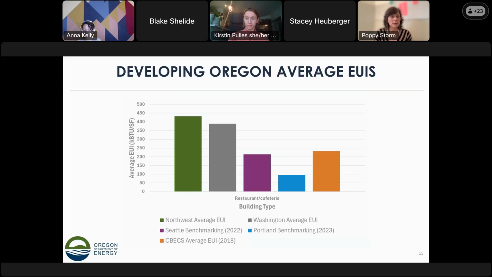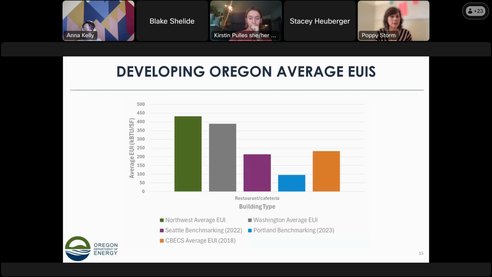And so what we're looking at mainly is the Seattle benchmarking data, the Portland benchmarking data, and also the national data, the CBECS data. And the CBECS data is that orange bar on the far right. So in looking at all three of those data sets, we see that they're significantly lower than the Northwest average EUI. The Seattle benchmarking data set is about half, and the Portland benchmarking data set is even lower. There may be some issues there.